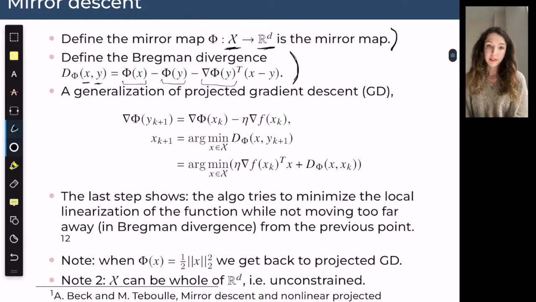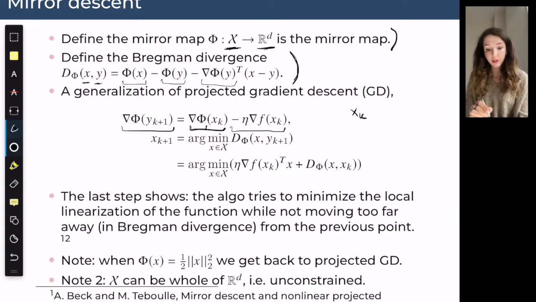So having these two things, the mirror map and the Bregman divergence, we can define the generalization of projected gradient descent, the mirror descent, as follows. Again, assuming that we have some value x_k, the value of x at our kth iteration, what we then do is we apply the function gradient of phi to this x_k to give us this gradient phi of x_k. This is the thing we then update with our gradient step, giving us some gradient phi of some y_{k+1}. So this is just the way we define this particular update step.